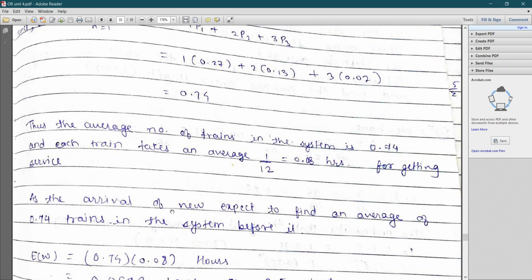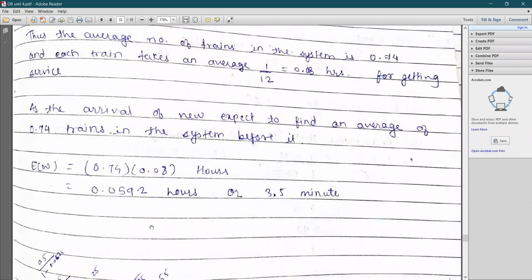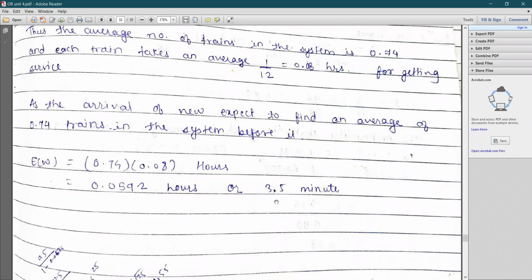As the arrival of new expect to find an average 0.74 train in the system before it, and then E of W is equal to 0.74 into 0.08, and multiplication of these two we get 0.0592 hours. Means hours के आपको मिनट करना है, मीन्स मल्टीप्लाई करना है 60 से, तो आपको मिलेगा इसका आंसर 3.5 मिनट, and that is the E of W, means arrival of new expect to find the average of 0.74 train in the system before it, that is E of W is equal to 3.5 minutes.